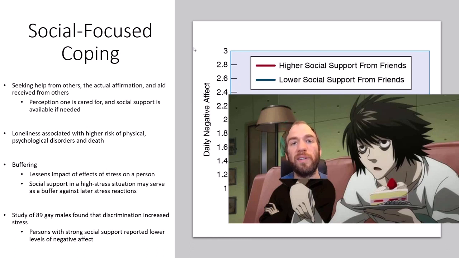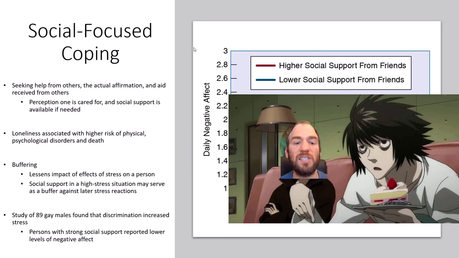And relatedly, loneliness, as we talked about, and isolation being a risk factor for psychological and physical disorders and death. In a study of 89 gay males, measuring the amount of stress they experience and the amount of discrimination they experience on a daily basis, this study found that among those 89 gay males, those who had the highest amount of social support were at the lowest risk of negative affect, so that negative daily mood.